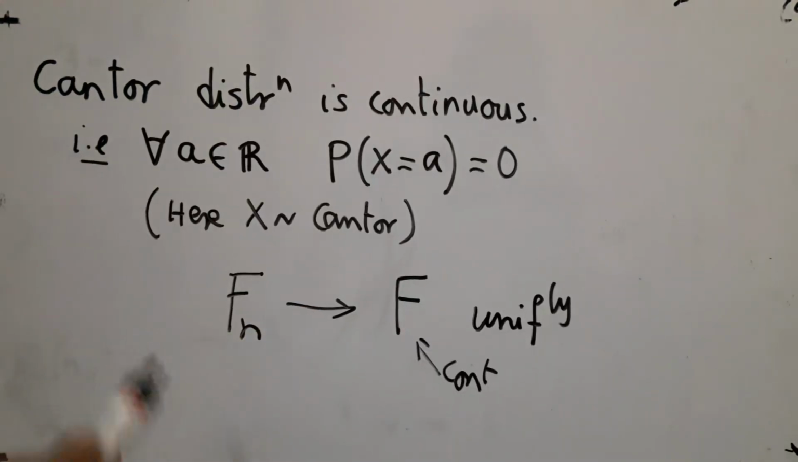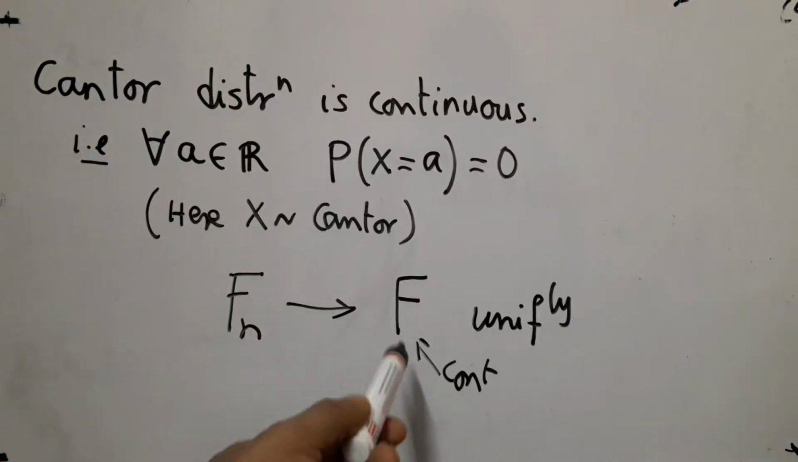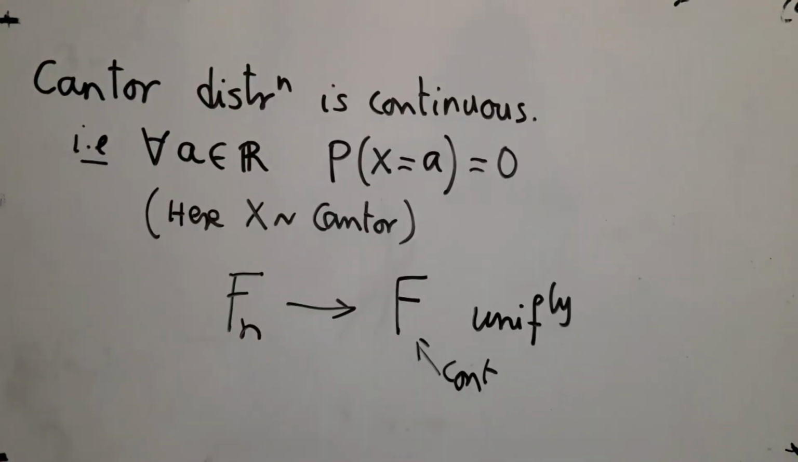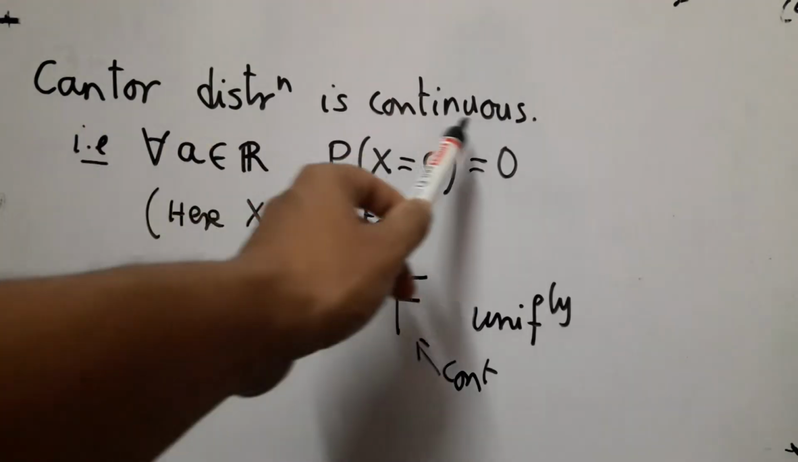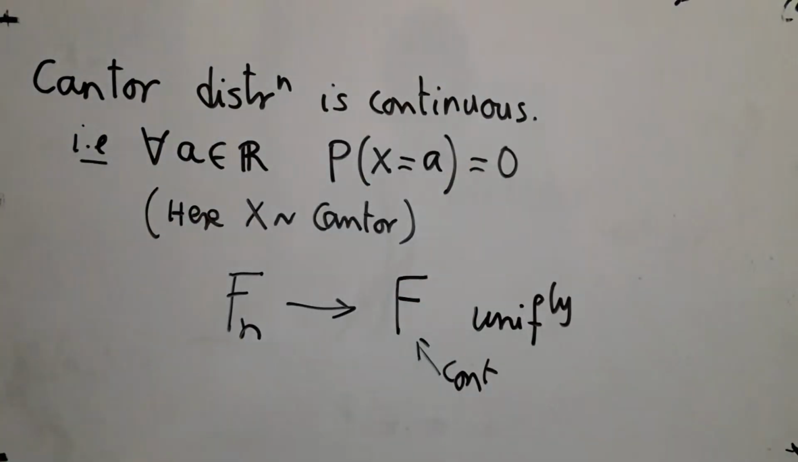In fact, we used this argument when we showed that this is a CDF. We wanted to show that it is right continuous, but we showed that it actually is continuous. So as a byproduct, we get that the Cantor distribution is continuous.